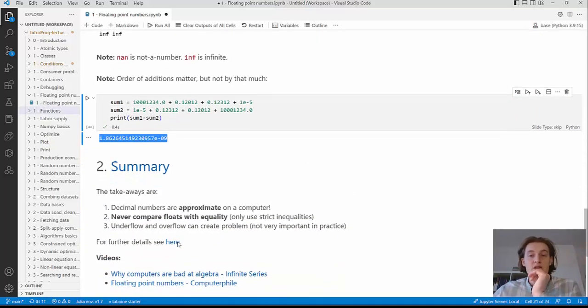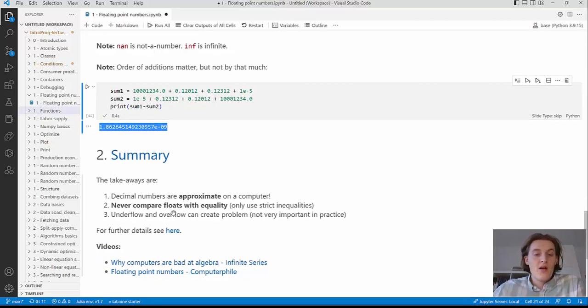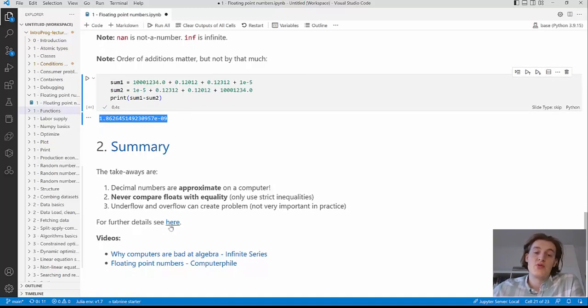So yeah, that's floating point numbers and their dangers. They're approximate. You should never compare them using equality signs. You should use greater than or smaller than, or this NumPy function isClose. And then we talked about underflow and overflow. If you want more details, you can look at them here.